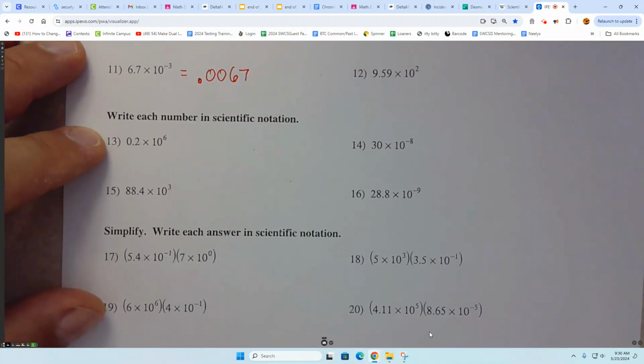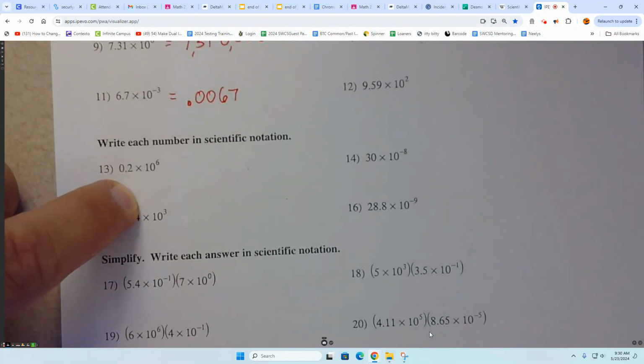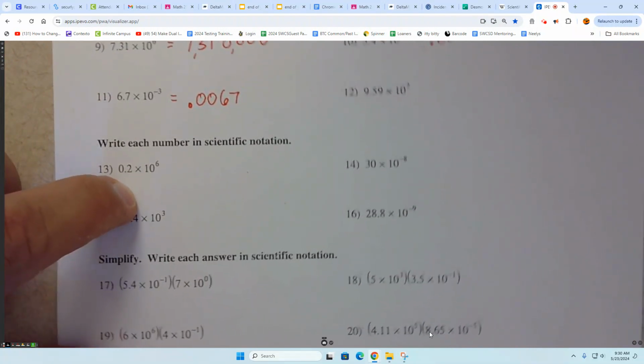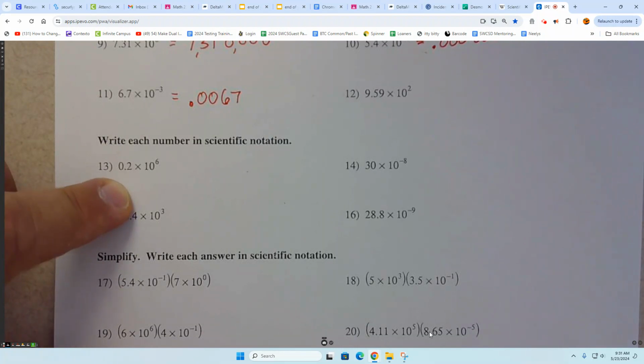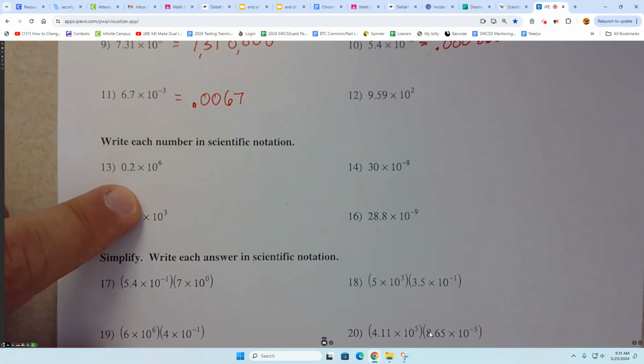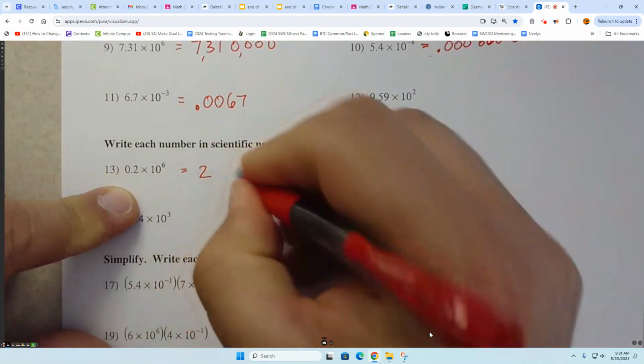Write each number in scientific notation. So here's an answer that a student gave me. I mark it wrong, and they're like, it's totally in scientific notation. It's times 10 to the 6. What's wrong about this answer? It's less than 1. We need to change it to what? To 2. So this should be written as 2.